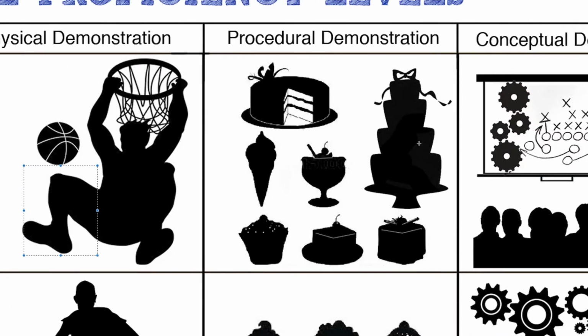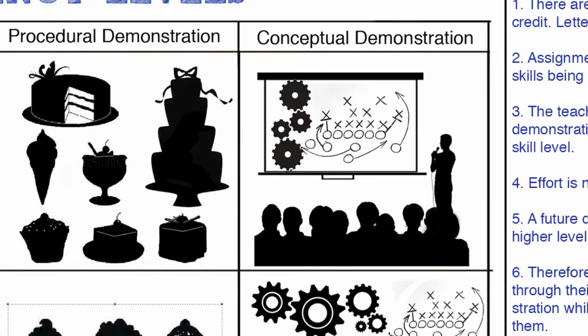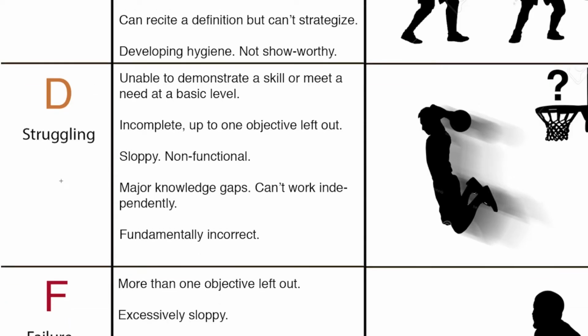A procedural demonstration would show a variety of skills operating outside of the requirements of the lab. Also, a conceptual framework or understanding at A level would be very complex. They could debate the opposing side of an idea. D level work is defined as struggling.